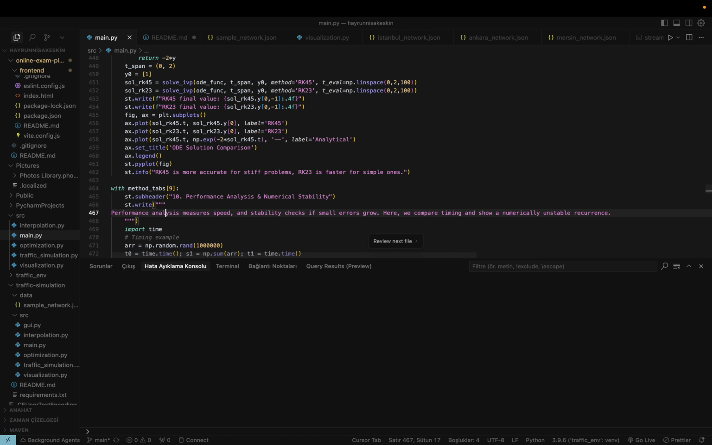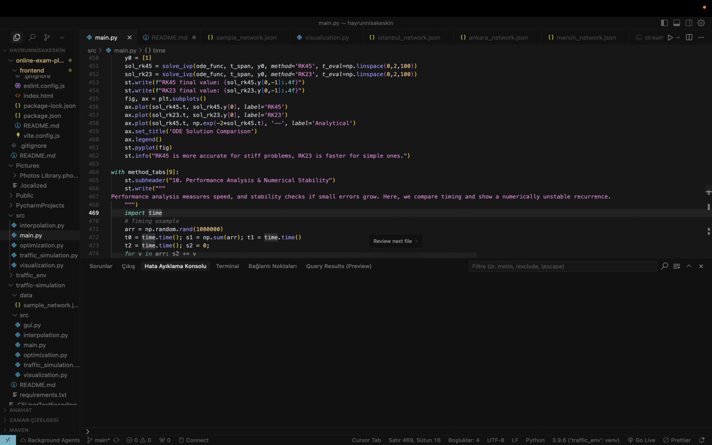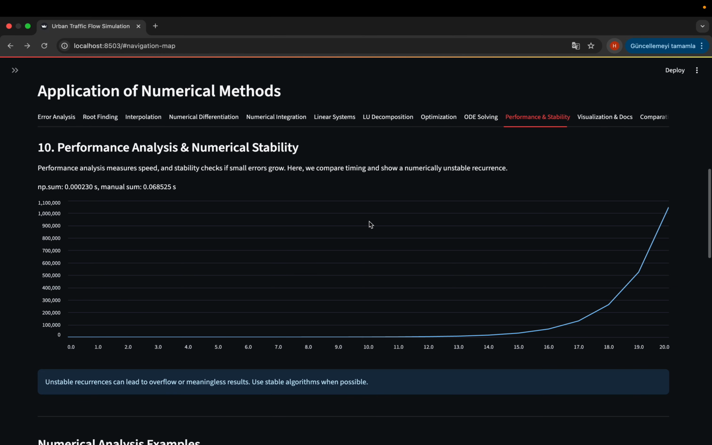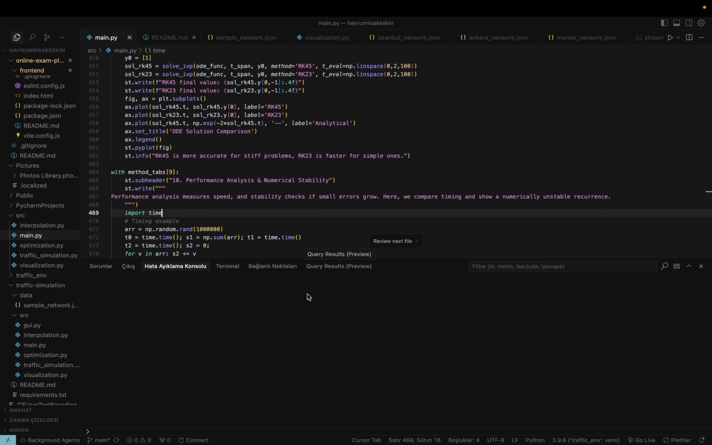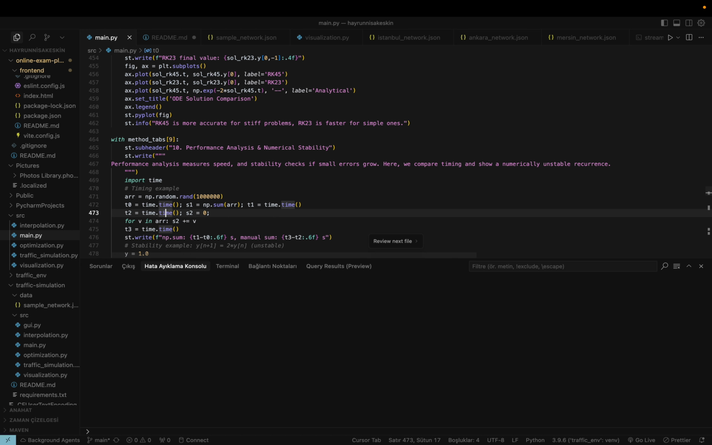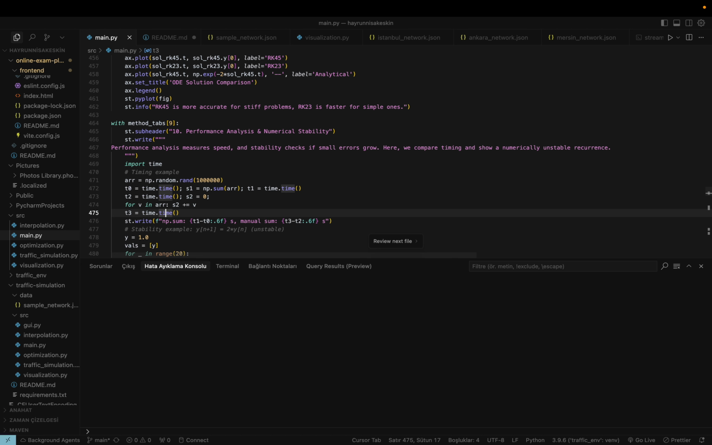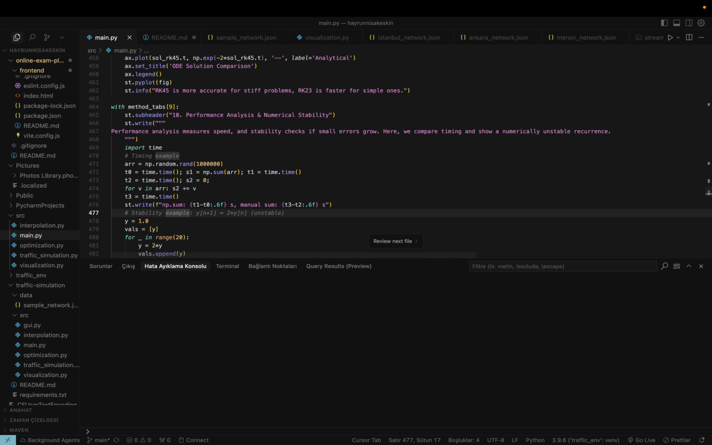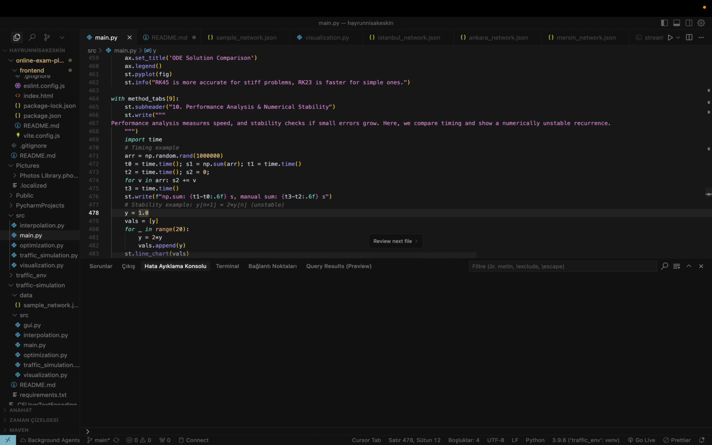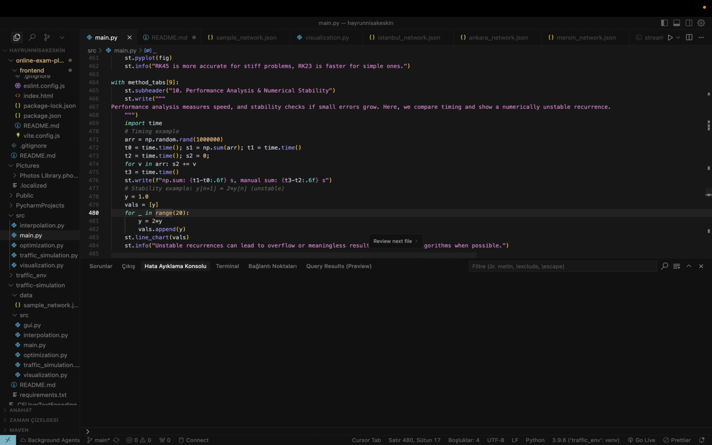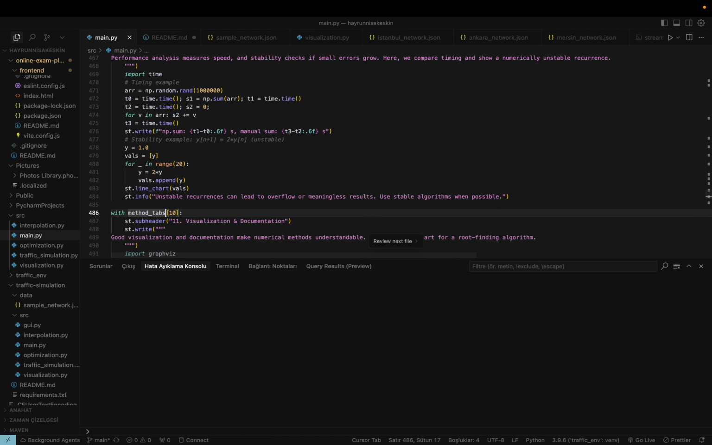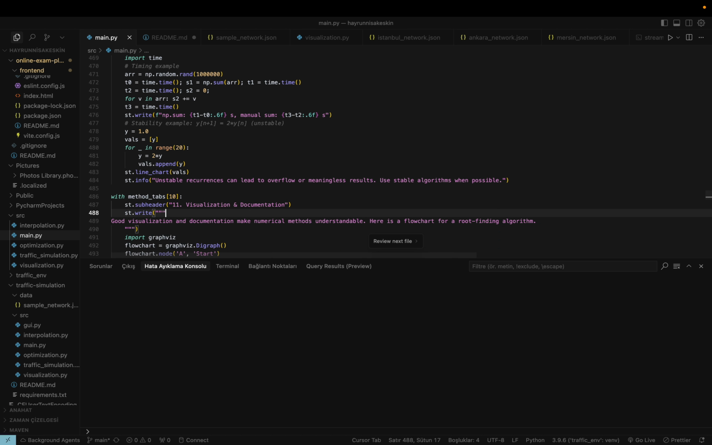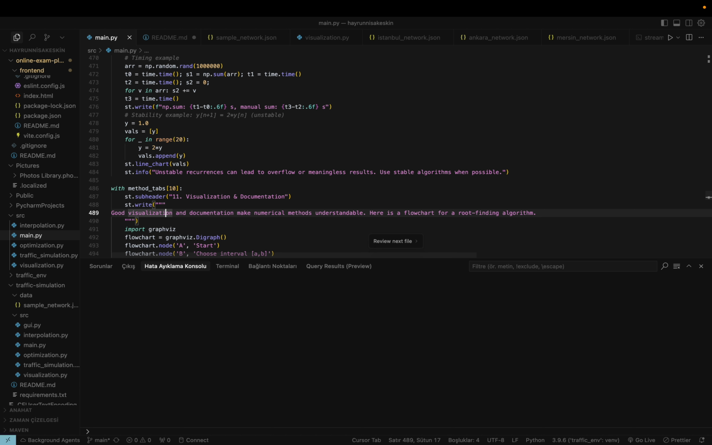Next, some important points in performance analysis and numerical stability. This performance analysis and numerical stability section has a timing example with np.random, 100000, and a stability example and a timing example, with these formulas. This code shows an unstable recurrence that can lead to overflow and meaningless results. Use stable algorithms when possible.